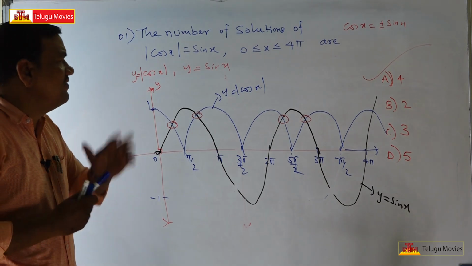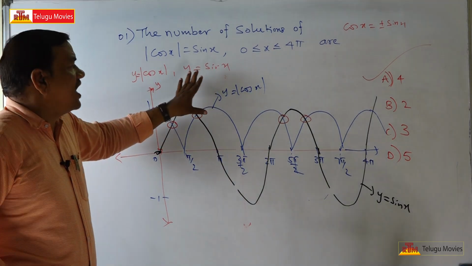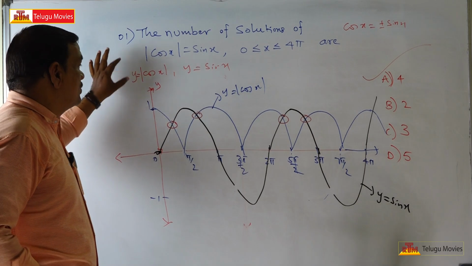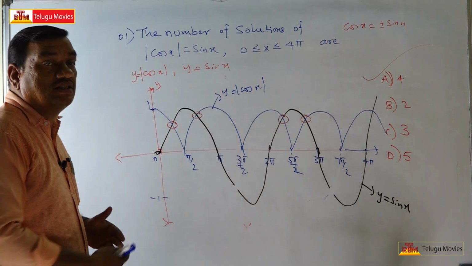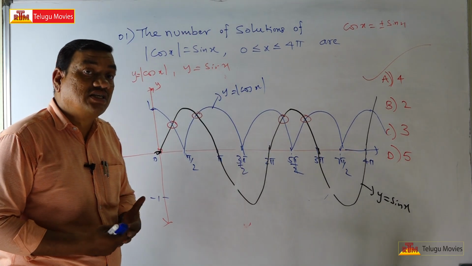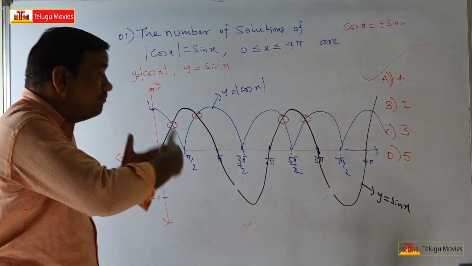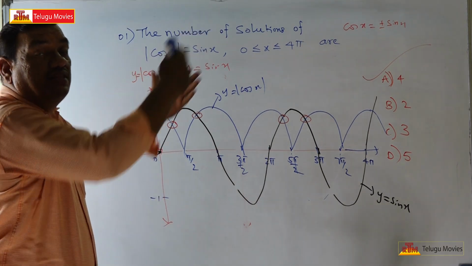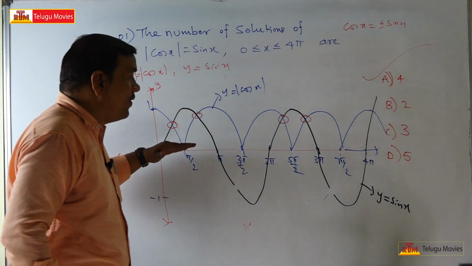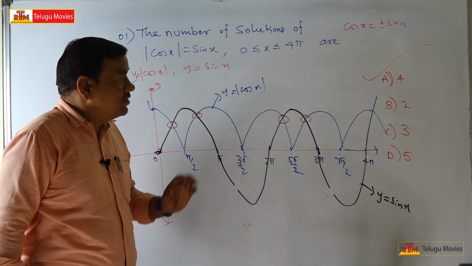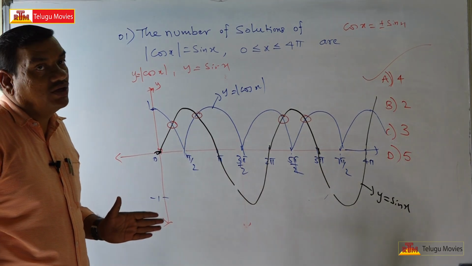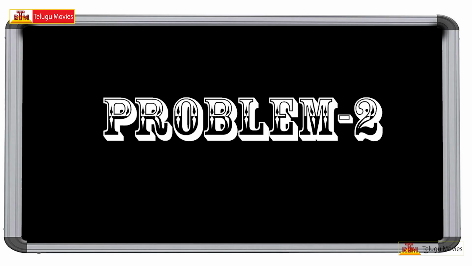Understand? So very easy. If you draw the graph of y is equal to sin x, first draw the graph of y is equal to cos x. Since it is modulus of cos x, whatever part of the graph lies below the x-axis, just take the image with respect to the x-axis. Understand? I hope that you understand this solution. So let us go for the next problem.